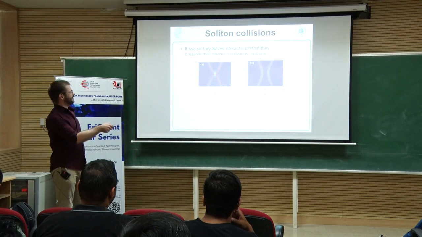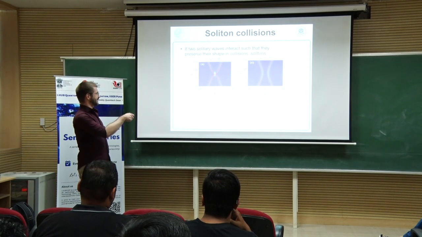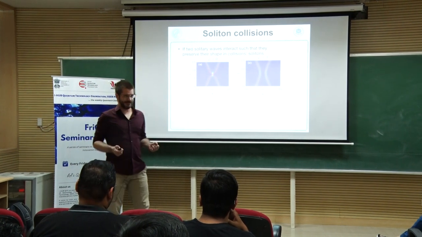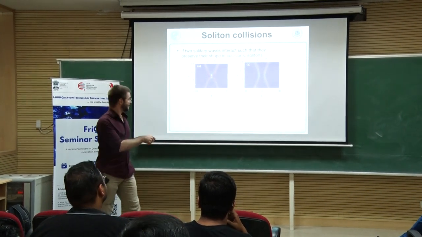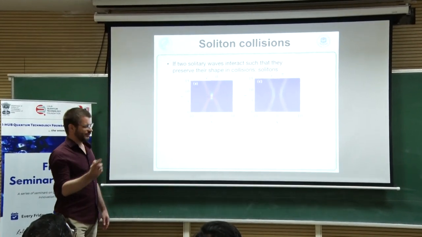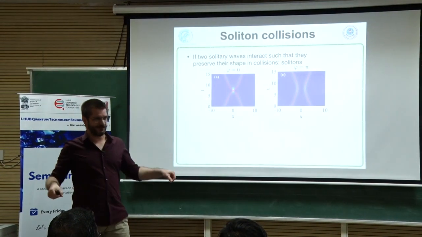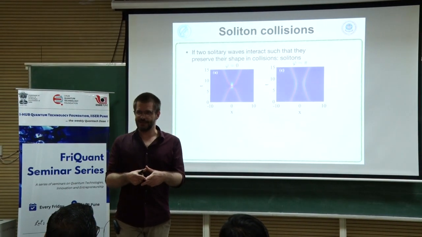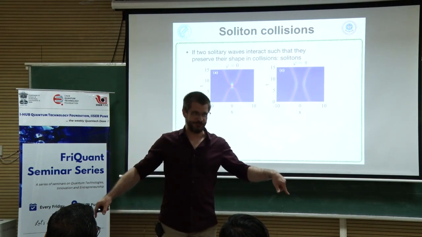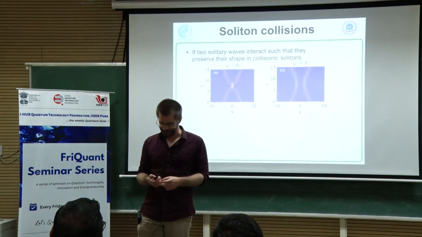Let's first look at how they collide when there are no quantum fluctuations. So what you see here, as a function of position and of time, is the atom density in two of these colliding solitons. One key feature of a soliton, which I will explain in more detail very shortly, is that when they collide, something complicated may happen, but they perfectly retain their shape. So in a soliton collision, it still stays a soliton.